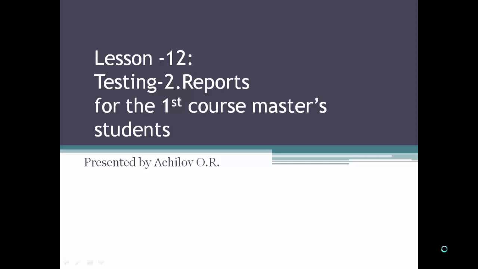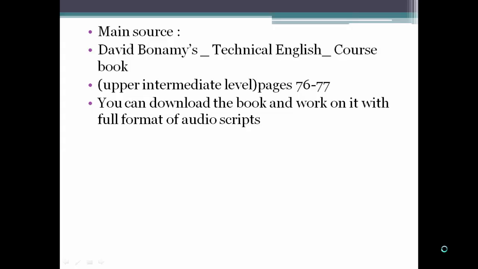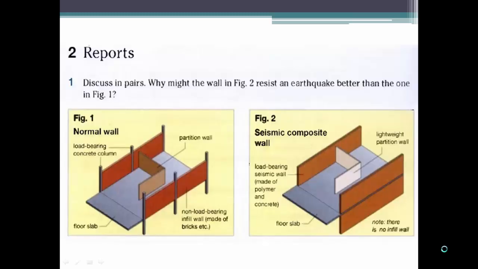So, hi dear masters, this is lesson 12, testing 2 reports, second part of testing, and devoted for the first course master students. Main source is the same, David Bonamy's Technical English course book, upper intermediate level, pages 76-77, or you can download the book and work on it with the full format of audio script in order not to be a plagiarized version. So let's talk about the testing report.